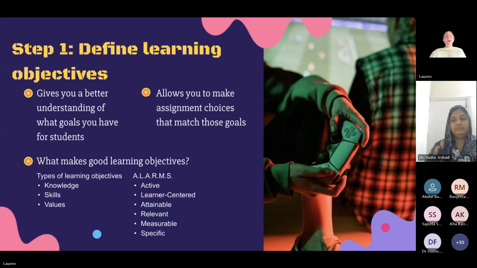Okay. And there are ways to frame our goals in order to make them better, or our learning objectives, excuse me. So we call that ALARMS. ALARMS stands for active, learner-centered, attainable, relevant, measurable, and specific.